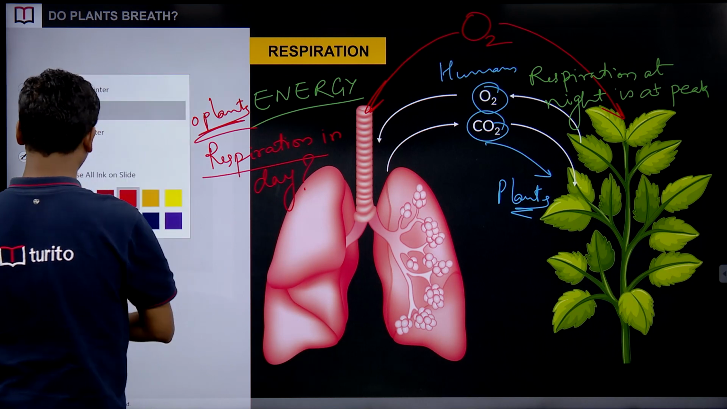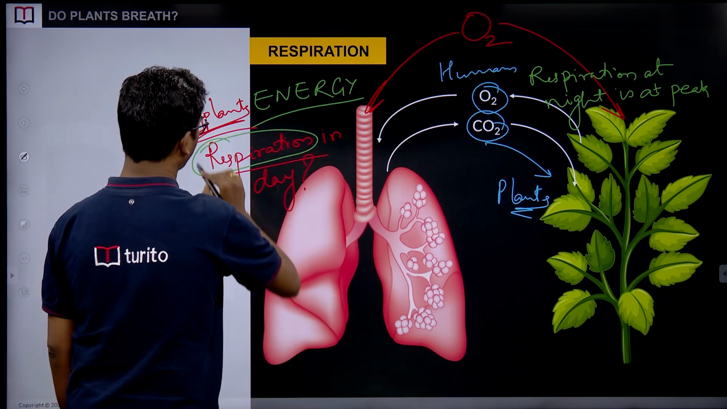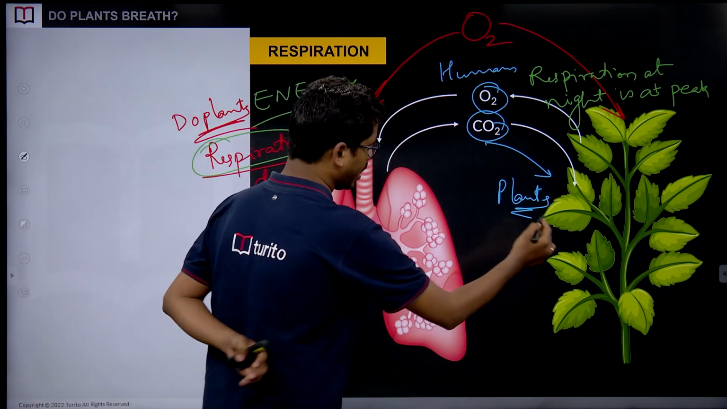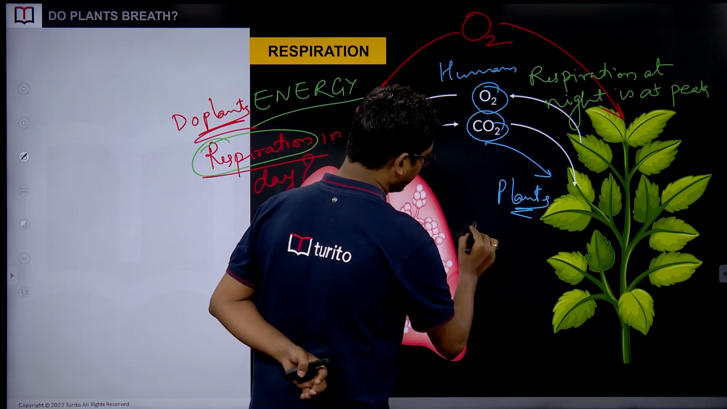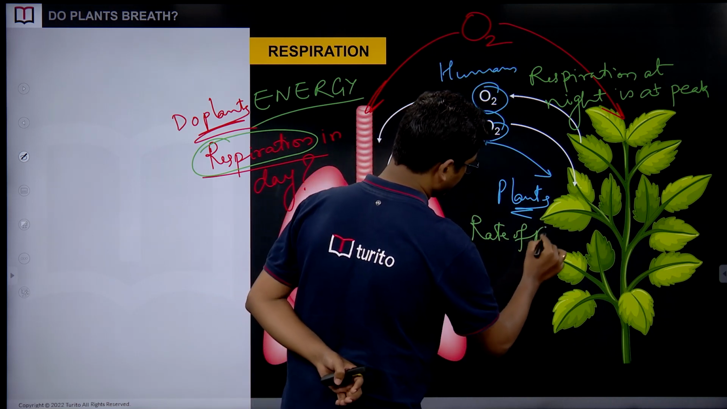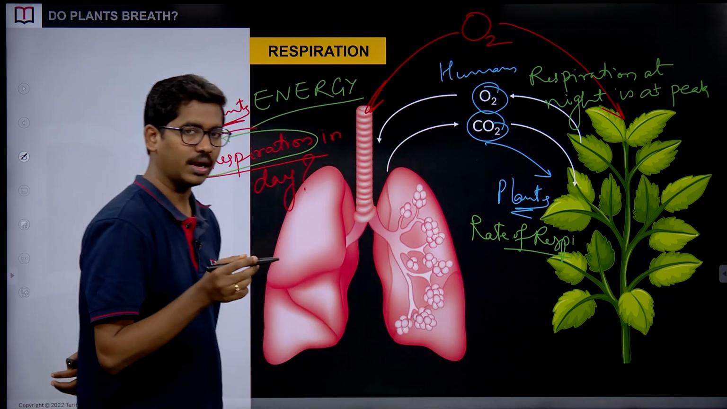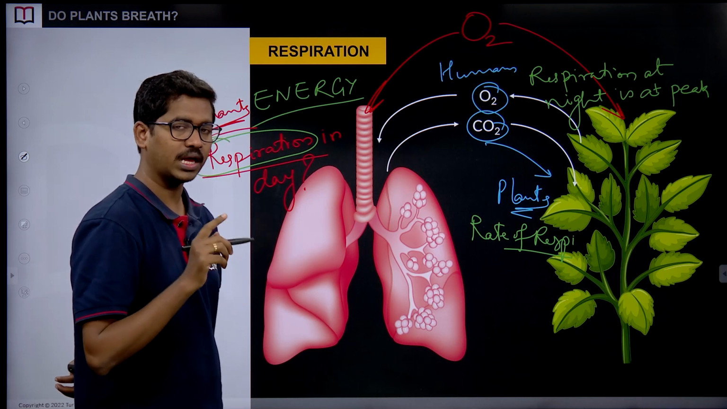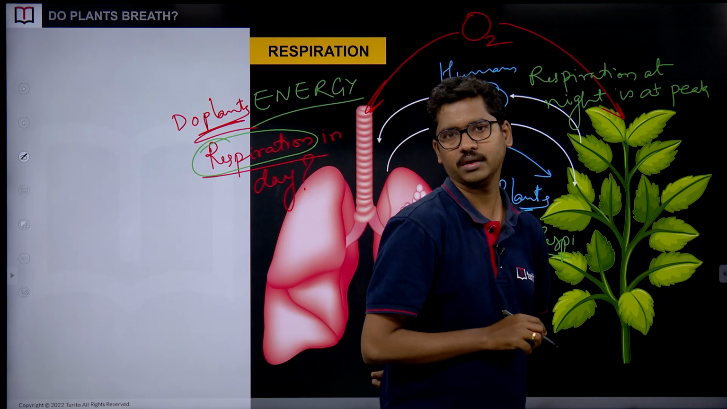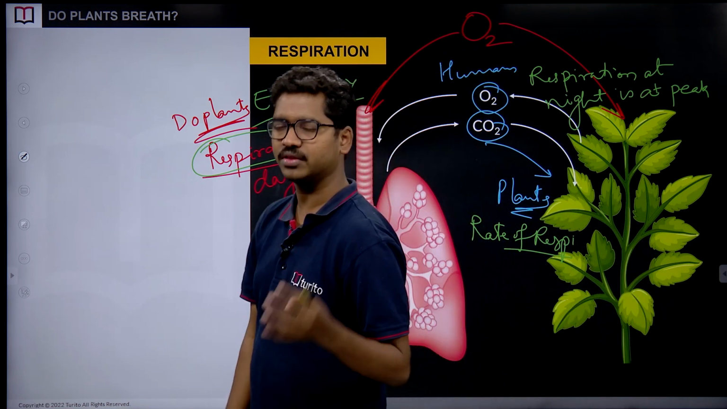That means during the daytime they do perform the process of respiration. But the thing here is, when the plants are performing respiration, the rate of respiration during daytime is less than the rate of photosynthesis. Got it?